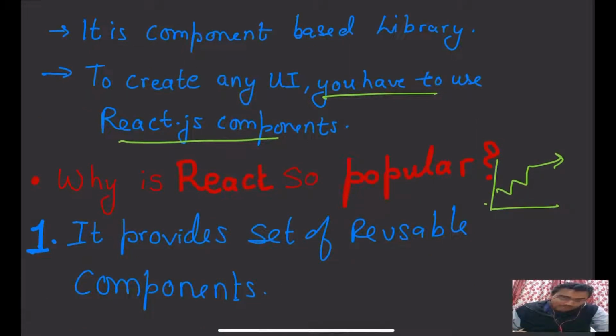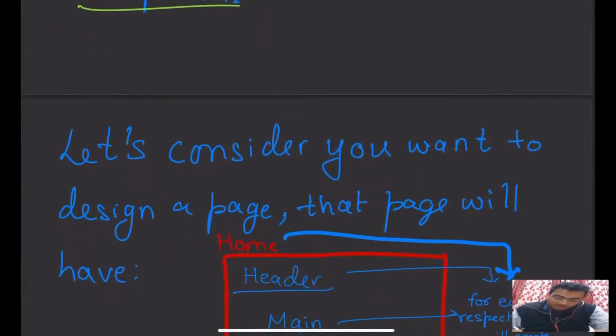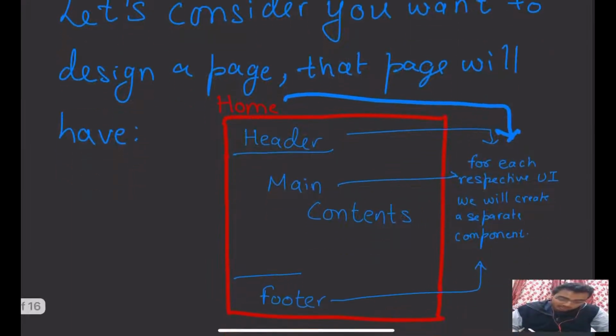Number 1, it provides a set of reusable components. What exactly are these? Now I'll give you an example. Let us consider you want to design a page. Say you are designing a home page using HTML, CSS, JavaScript, your basic web page designing knowledge. Your home page will have, say, a header component, then main contents, and footer. For each respective UI part, we'll create a separate component. That is, header will have a header component, main contents will have a main component, footer will have a footer component, home will have a home component. Okay. Now imagine you want to develop another page.